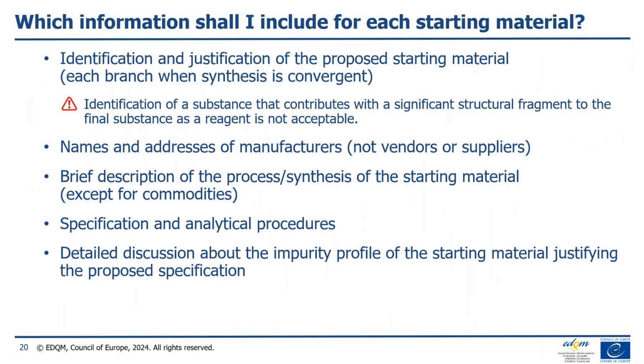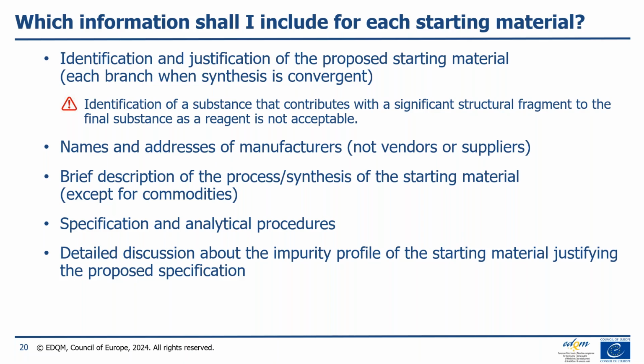So in short, what is the level of information you need to include for each starting material? First of all, you need to identify and justify the proposed starting material, as mentioned a bit before. And please keep in mind, when you have a convergent synthesis, that you need to set starting materials for each branch of the synthesis. And as we've seen in the example, identification of a substance that contributes a significant structural fragment to the final API as a reagent is not acceptable, and this will trigger a request of definition as starting material.